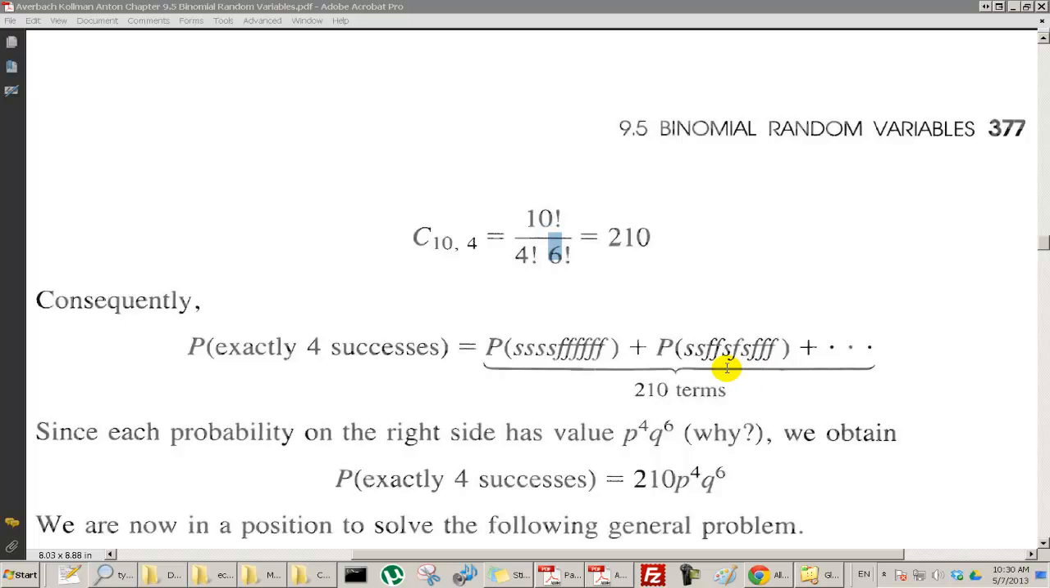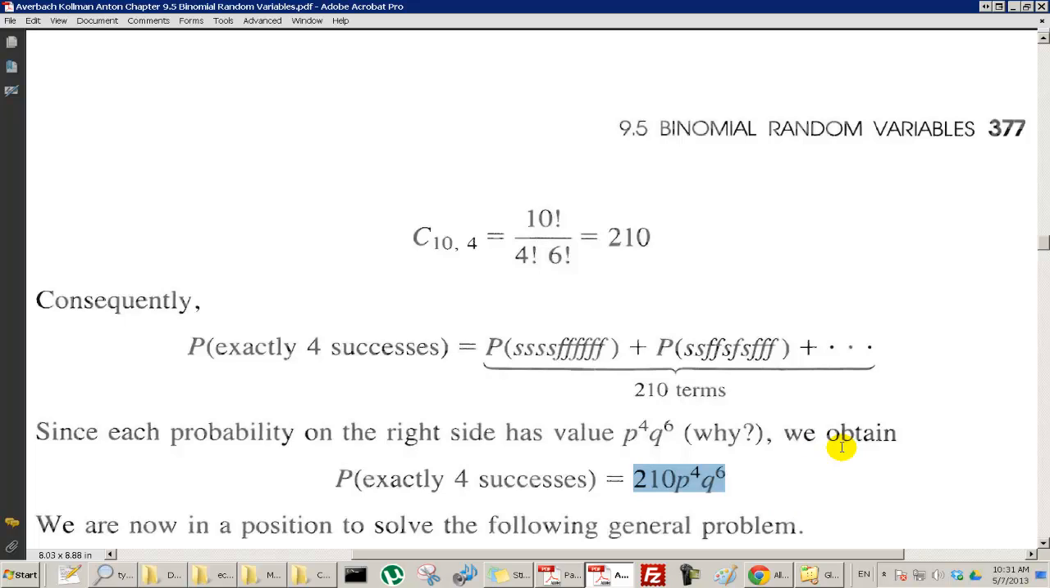Okay. So how many of these terms are there? 210. Each one has probability p to the 4th, q to the 6th. So it's going to be 210 times p to the 4th, q to the 6th. So that's the probability of getting exactly 4 successes in 10 repetitions.